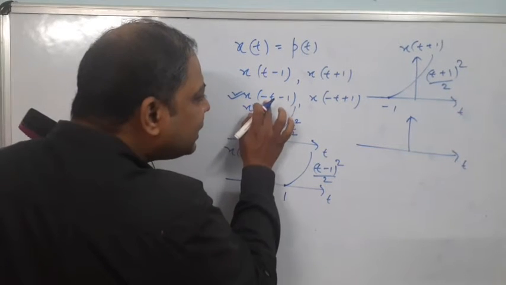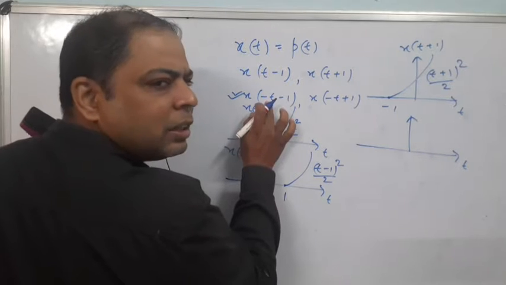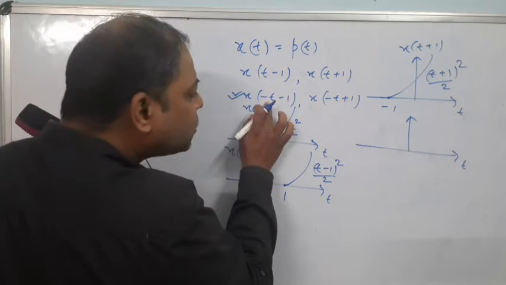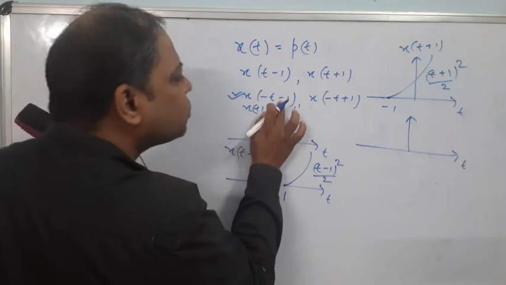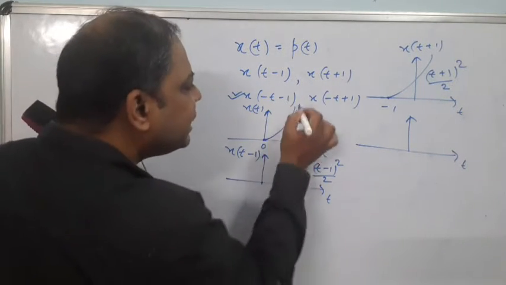Here, folded signal, minus sign. First, you just fold the signal. Several ways are there, so I am showing this way. Also another way I will cover. So minus t minus 1 folded signal. This signal is x of t. x of t is just folded.